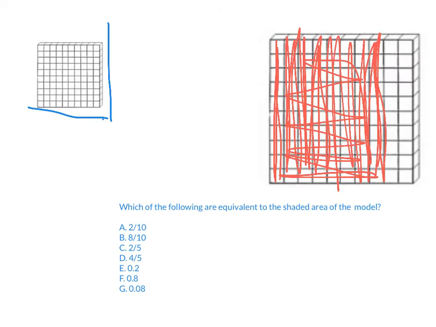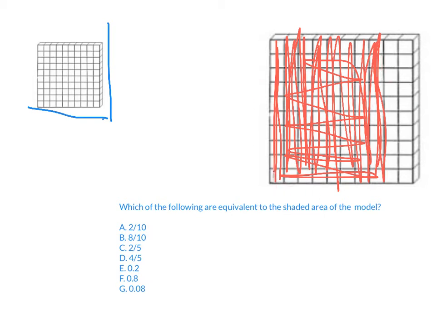As we've been working on from that brief review, we've been relating fractions and decimals because we know they're the same type of thing: they both represent part of a whole. So here we have a decimal grid, or a fraction grid, and I want to know which of the following are equivalent to the shaded area of the model. As we know, this is just representing my one whole. It doesn't actually count, but this is the shaded amount.